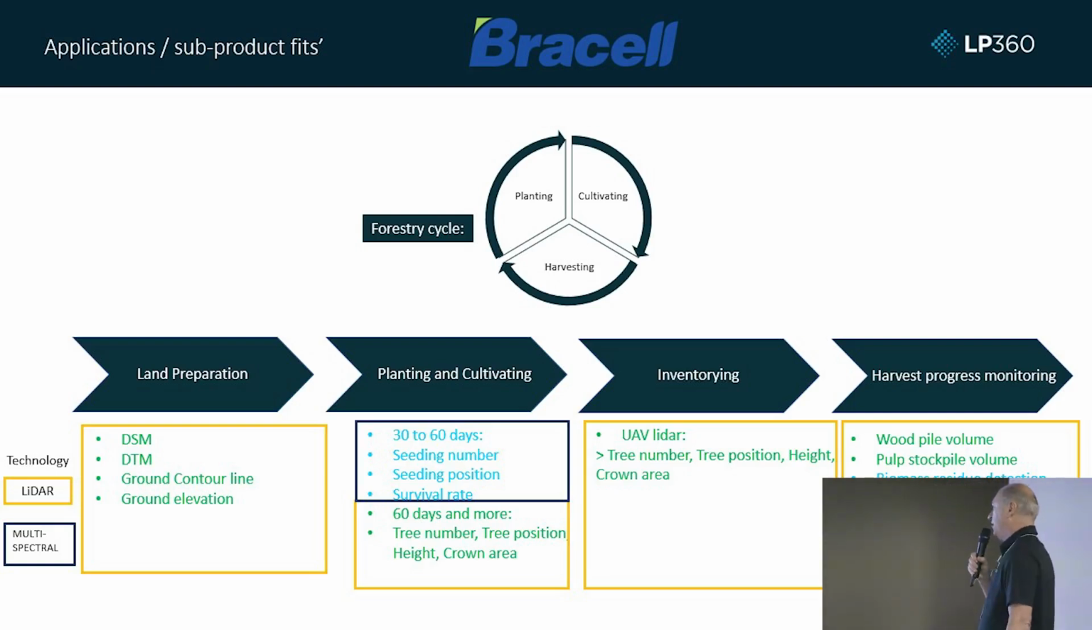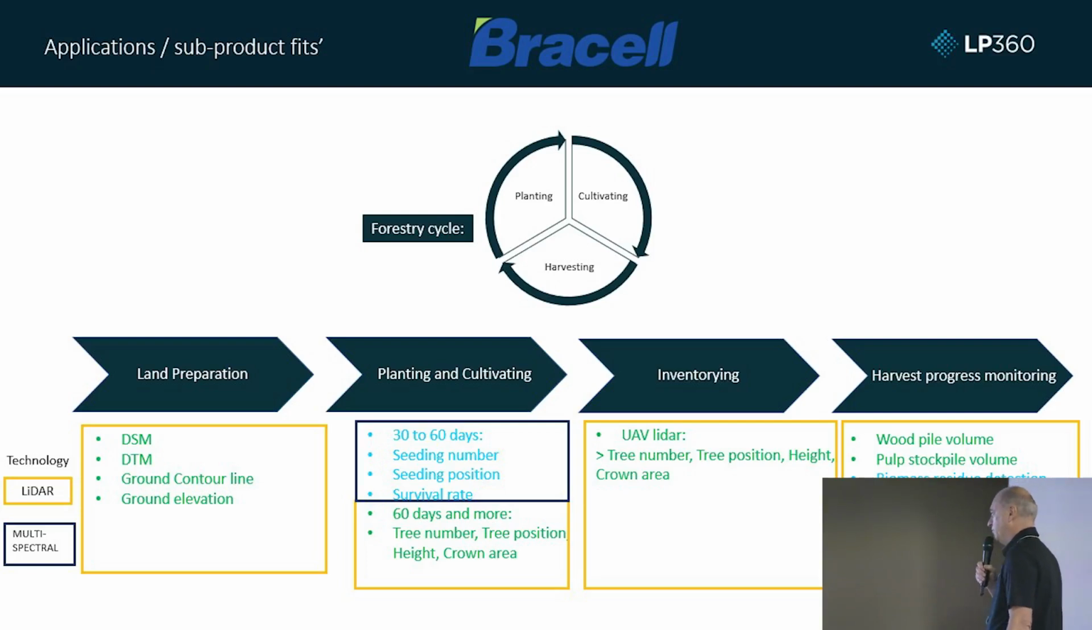On land preparation, this is basically the way to prepare the terrain for the planting. So what we do with LiDAR is basically DSM, DTM, the ground contours and the ground elevation. So for that, they are using LiDAR for everything, right?